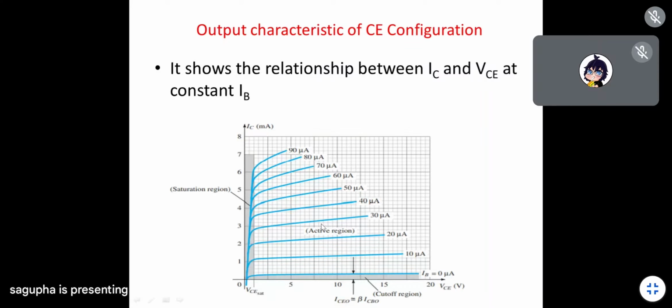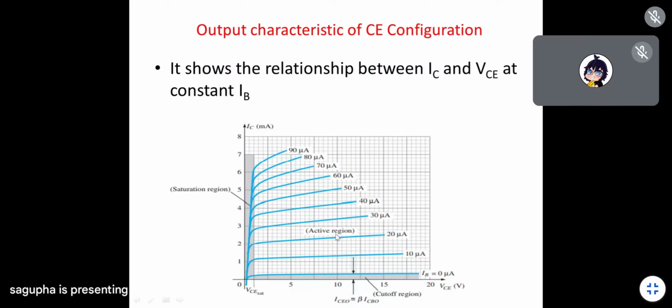Now, one more thing I have left. There are three regions of operation in a transistor. What are those? It is written here. Active region, cutoff region, and saturation region. All of you know this or not?